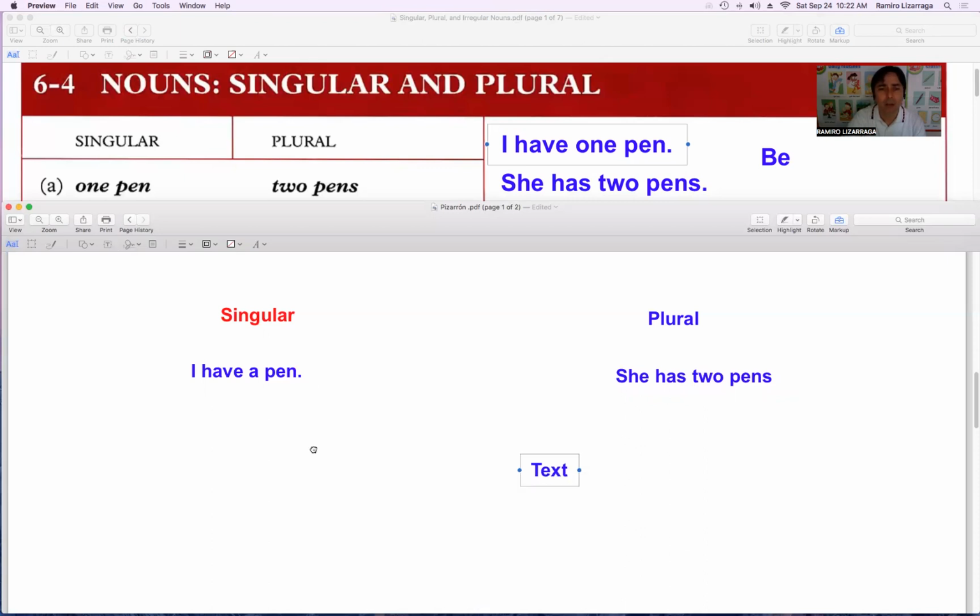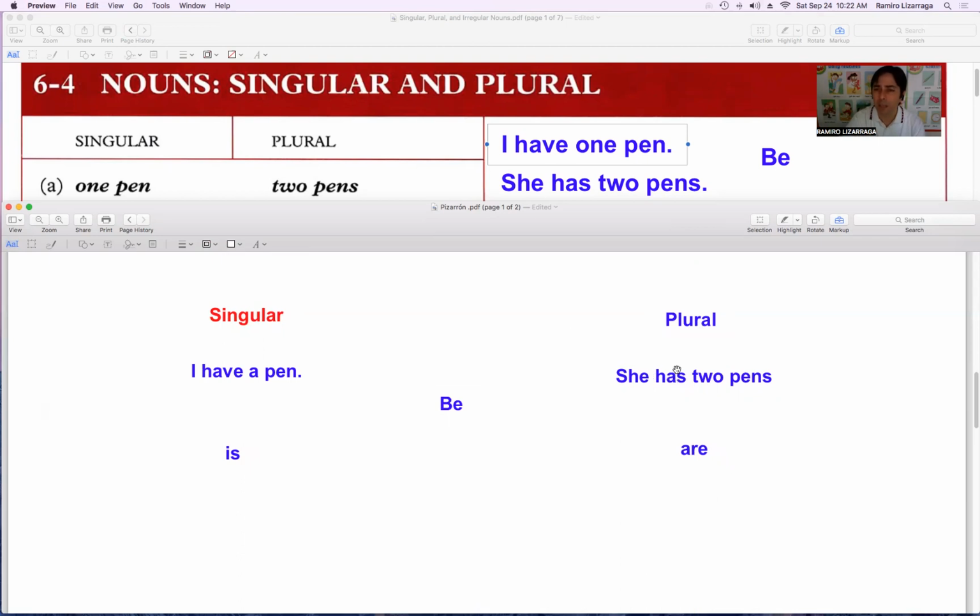But now I'm going to use the verb be. Take a look at this. I'm going to be using here is, and right here, I'm going to be using are. Because as you know, is is singular and are is plural.